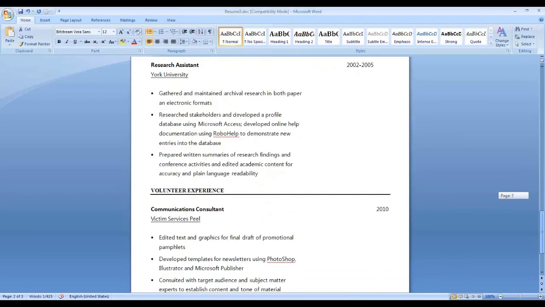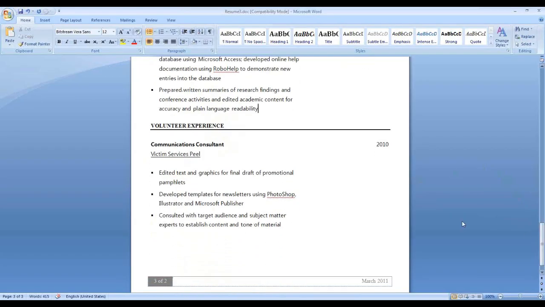So going a little bit further down, prepared written summaries of research findings and conference activities. Okay, I don't know what conference that is, but if it was a big conference, if there were a lot of people that came, if there were people that came from all over the world, you know, it's a global conference, doesn't that sound a lot better than just a conference? Think about any way that you can help your user understand exactly what you did.